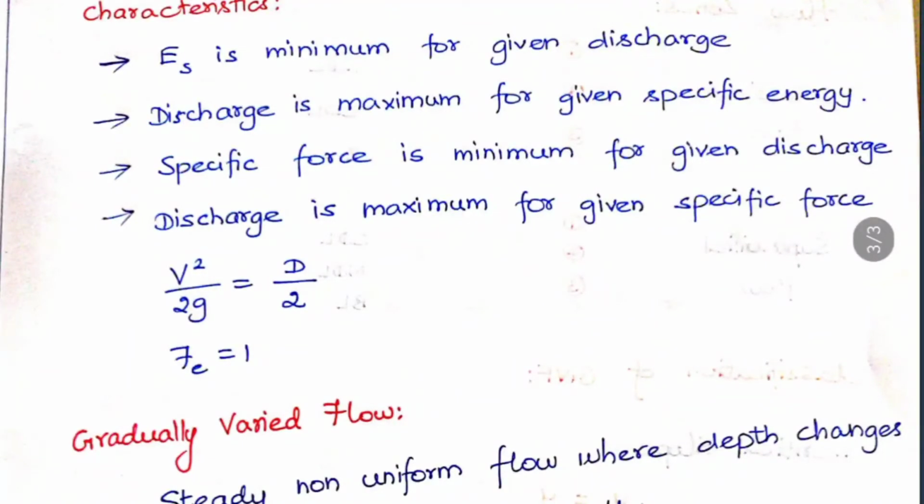Q square by g, where q is nothing but capital Q by B. Everything they will give in the question. g is 9.81. So you can substitute those values and find the critical depth YC, and with YC you can find the specific energy. Only these two problems, the critical depth and the specific energy formula, are important in this chapter.